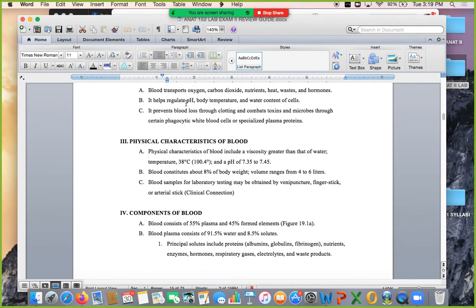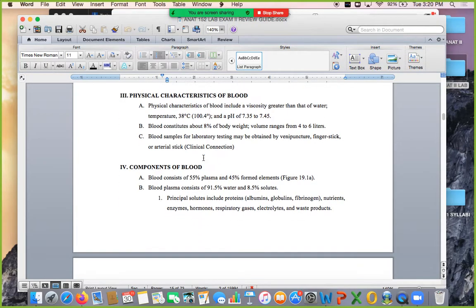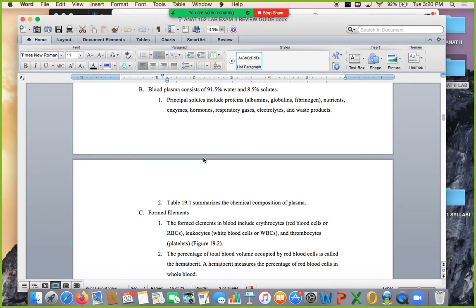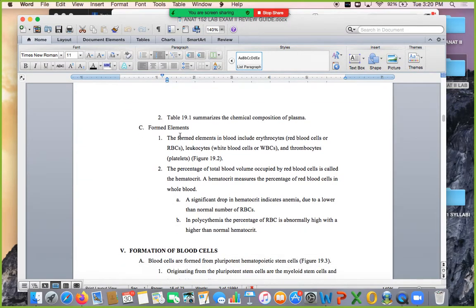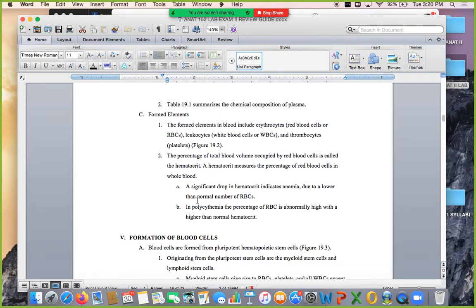What does blood do? It helps regulate pH, body temperature, and water content of cells. And also, it helps it clot, so it prevents its own loss, and it helps combat toxins and microbes through phagocytosis. Those are those specialty white blood cells. It's going to be mainly plasma, but a pretty close second is formed elements. Formed elements can include your white blood cells, your red blood cells, and your platelets, thrombocytes.